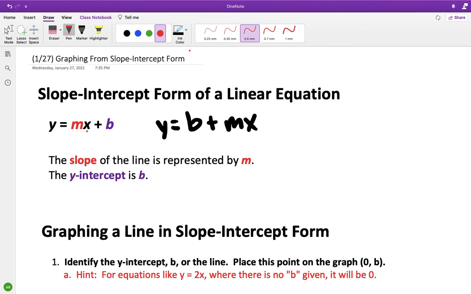So in the equation y equals mx plus b, the slope of the line is represented by m. So m is just a placeholder for a number in the future. And the y-intercept is b. So b is the constant, or the term without a variable next to it. So just remember, those can be switched. Sometimes you'll see the y-intercept in front of this slope, but usually you're going to see it this way.